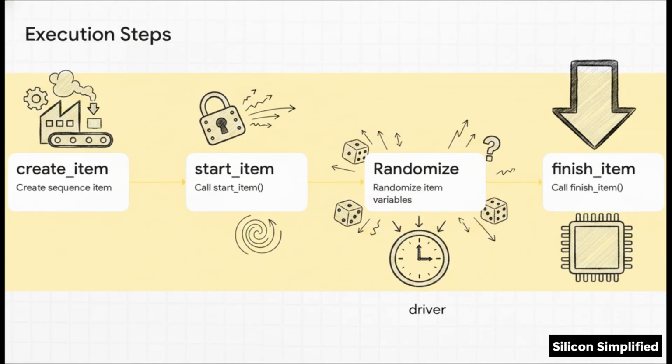Now, to actually launch an item down to the driver, you've got to strictly follow a chronological order. First, you create the sequence item. Second, you call start_item. Third, you randomize the item's variables. And fourth, you call finish_item. This highly specific order allows for what we call late randomization. By randomizing after start_item, you guarantee the transaction is generated using the absolute latest state of the simulation right before it goes to the driver.